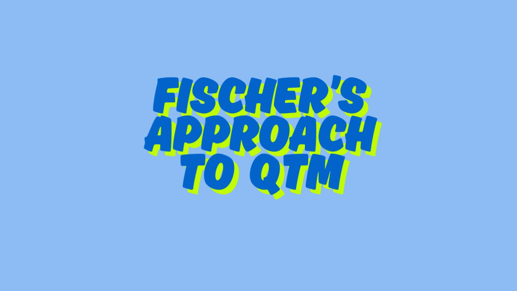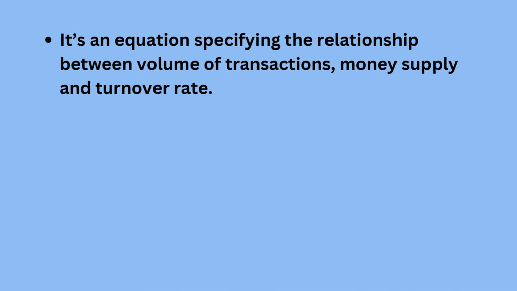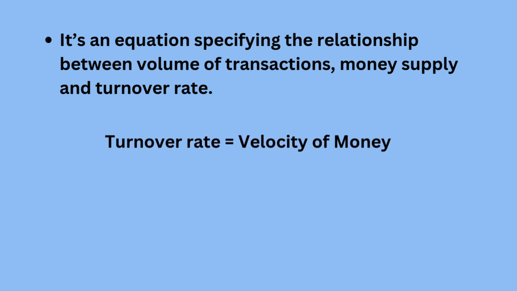According to Fisher, the quantity theory of money is an equation of exchange, which is an identity specifying the relationship between volume of transactions, money supply, and turnover rate for money. The turnover rate is the number of times a dollar is used in transactions for a specified period of time. In other words, it is the number of times money changes hands.